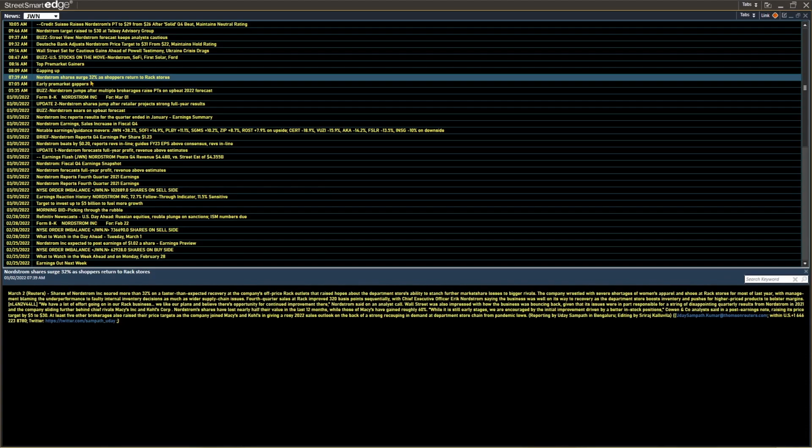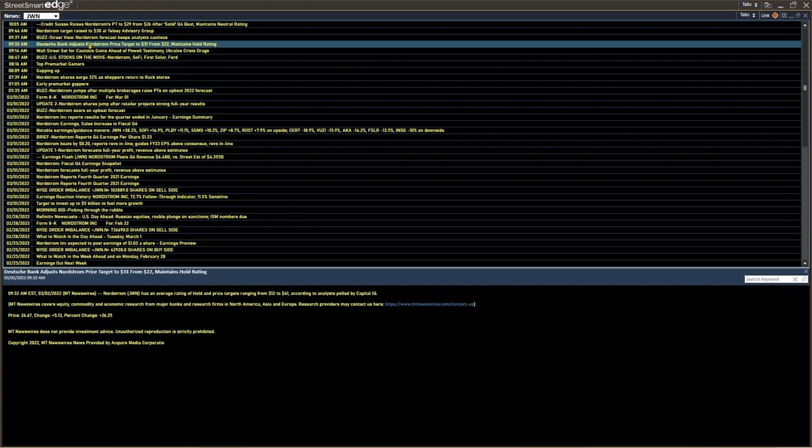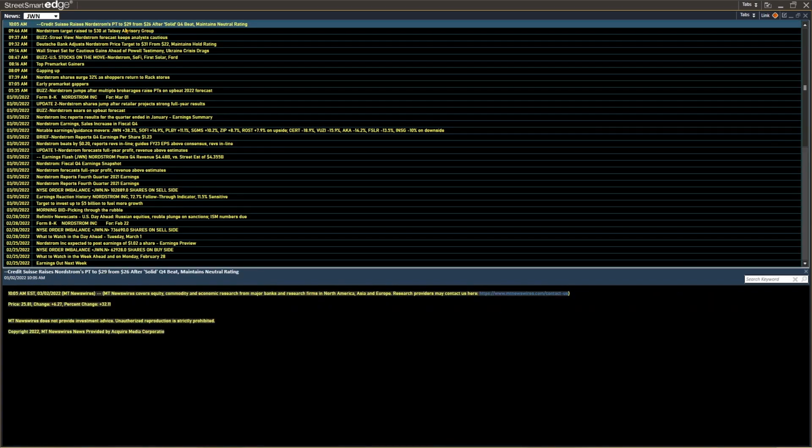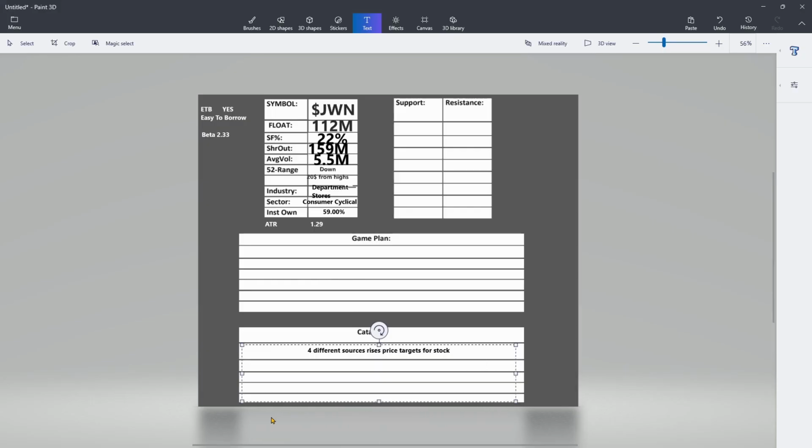Nordstrom shares surge 32% as shoppers return to rack stores. So we got another one here. A Dutch bank adjusts the Nordstrom price target to 31 from 22. There's another analysis there raising the price target. And then another one right here from 26 to 29. So what is that? I think that's 4. We had four price targets, right? Four different sources raise price targets for the stock.